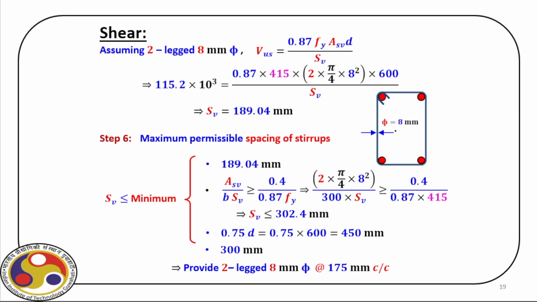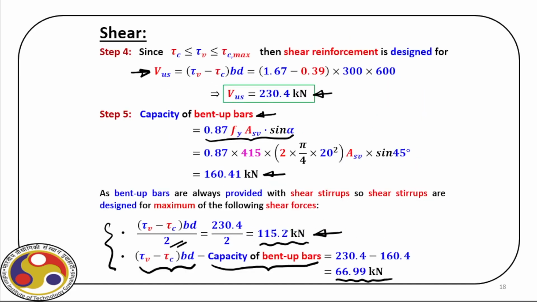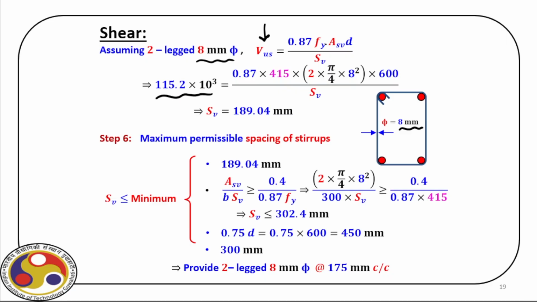For that again we have assumed it is two-legged 8 phi bars, and then we have already calculated VUS maximum of these two, as I said, which is 115.2 kilonewton. So that is equal to 0.87 Fy ASV D divided by SV. Now again we have used Fe 500 bars, but because of the limitations we have to use 415 here as the value of Fy when we design shear stirrups. Then from this expression we can find out what is SV, and that is 189.04 millimeter.